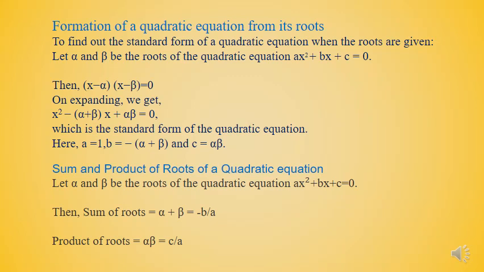Suppose we have to frame the quadratic equation: we take the coefficient of x as the negative of the sum of roots, and the constant term is the product of roots, alpha and beta. When we put these two values in the general form, we get the new quadratic equation.